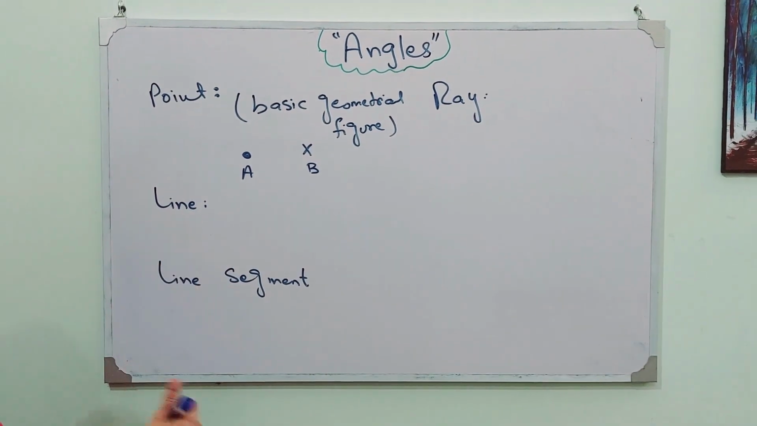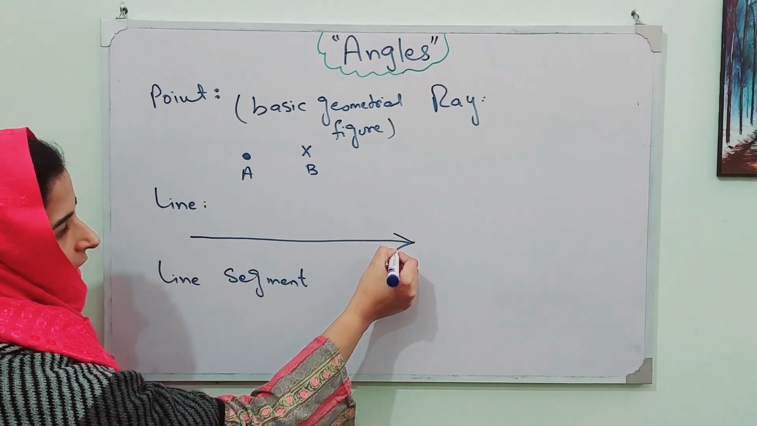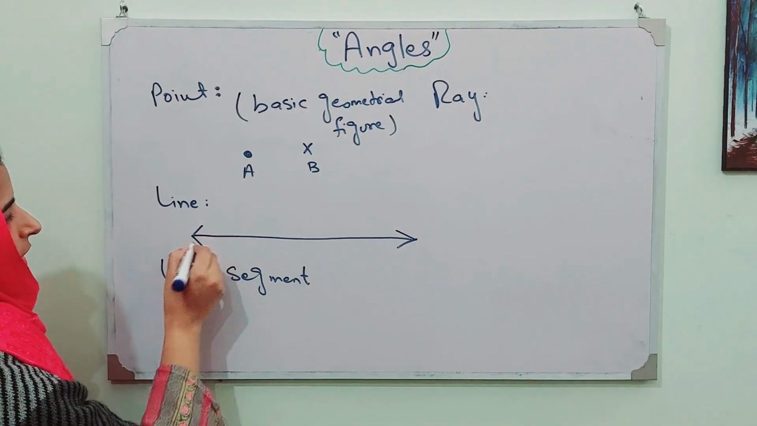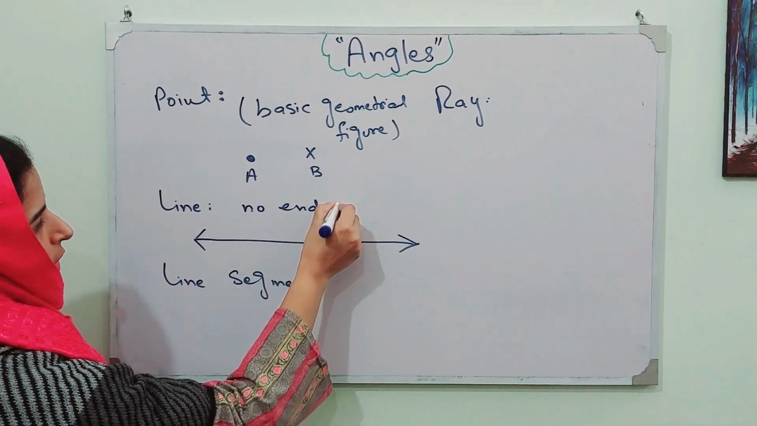Now look at the line. Line is always straight. You can extend line in right direction. You can extend line in left direction. It has no end point.